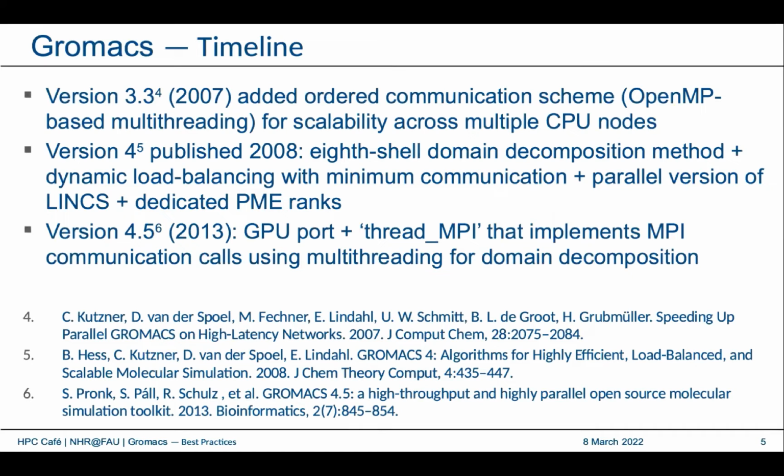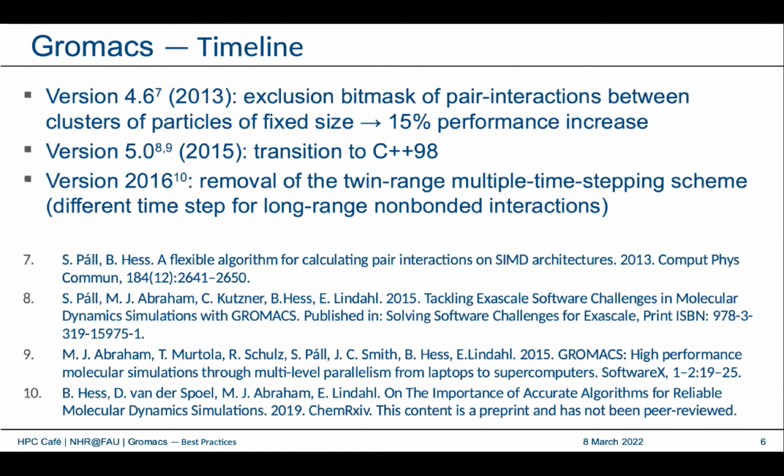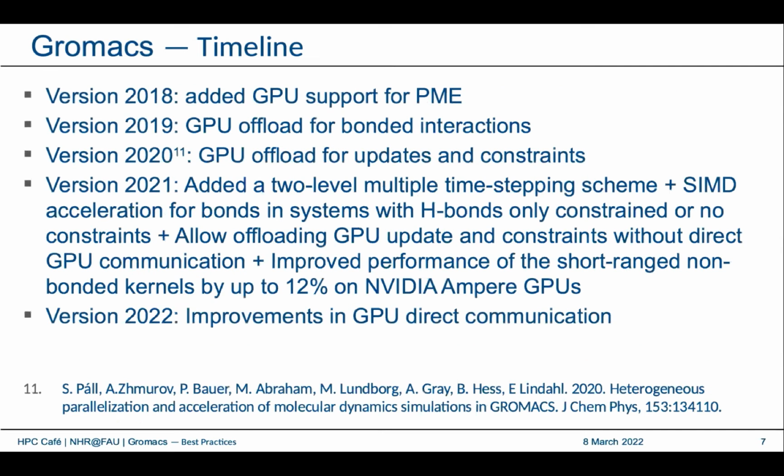They added OpenMP, multi-threading, and ported the code to GPUs, and even more developments on GPUs, and a transition to a different language. And in the end, we end up with version 2022 that improves the direct communication on the GPUs. That's all about the history. We can offload a lot of calculations from the MD steps to the GPU, and by that, the performance can be increased.